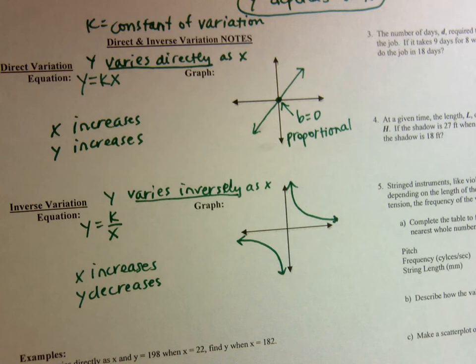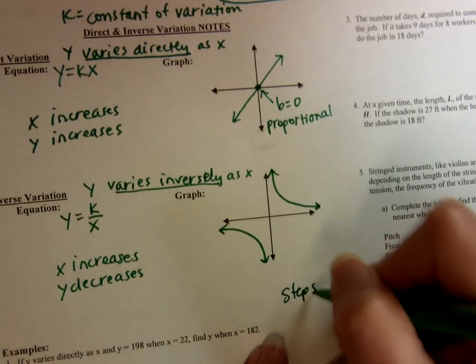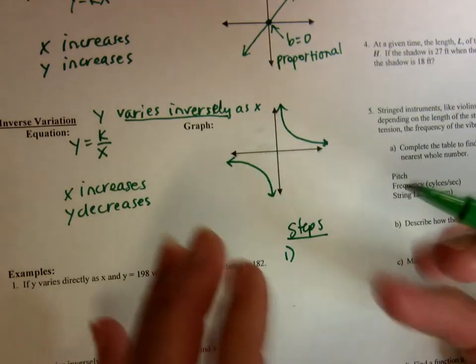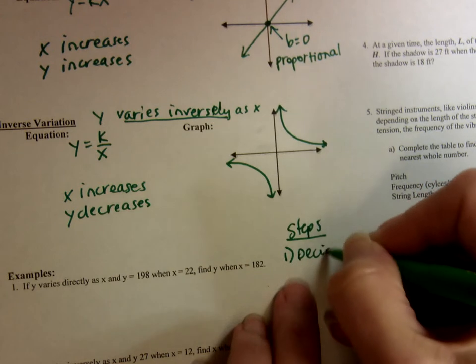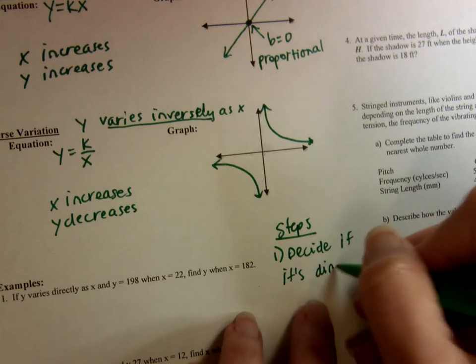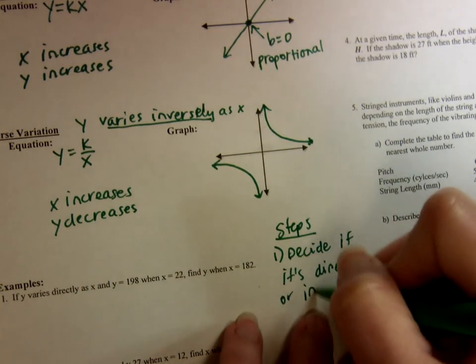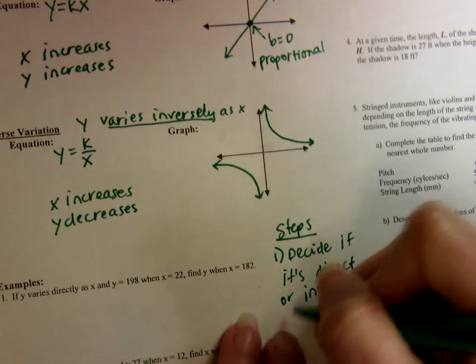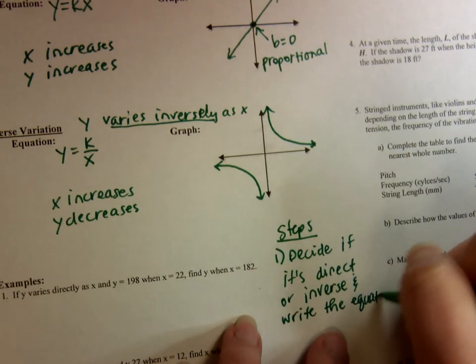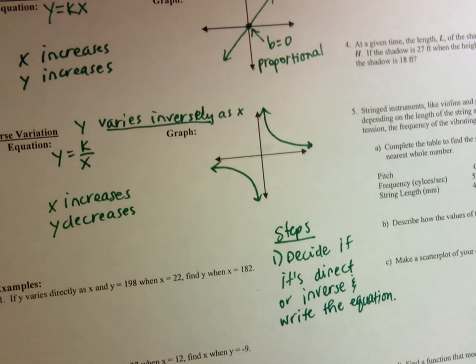All right, so now let's use this to help us solve some problems. There are some steps that we can take to solve these problems, and so let's write down the steps as we do number 1. The first thing we want to do when it says we've got something that varies directly or varies inversely is first decide if it's direct or inverse, and write the equation. Okay, so you're going to decide if it's direct or inverse variation, and then you're going to write the equation.